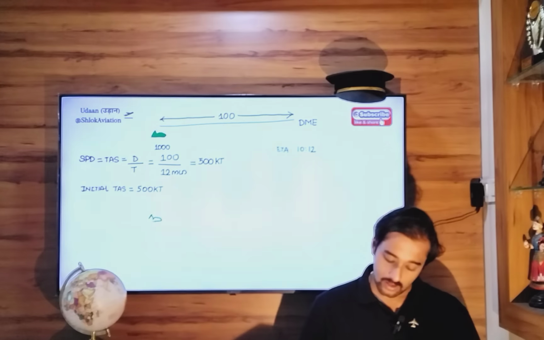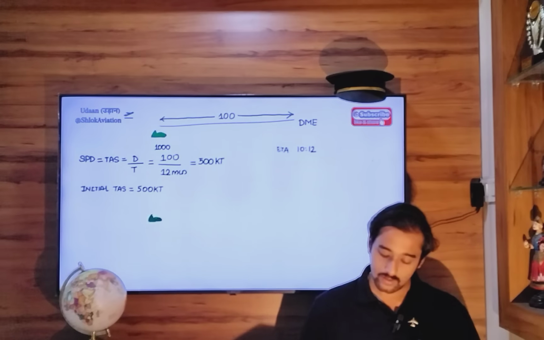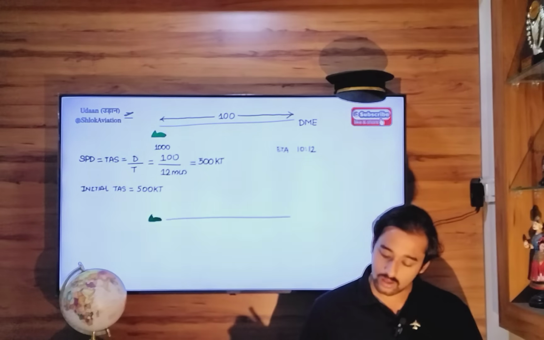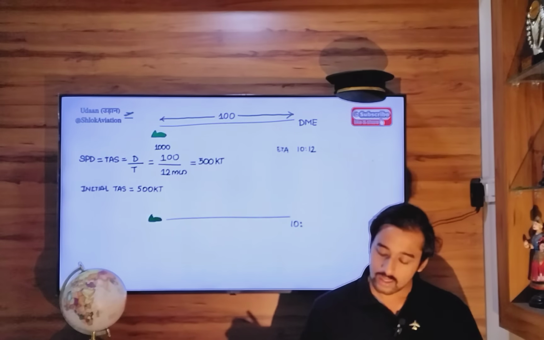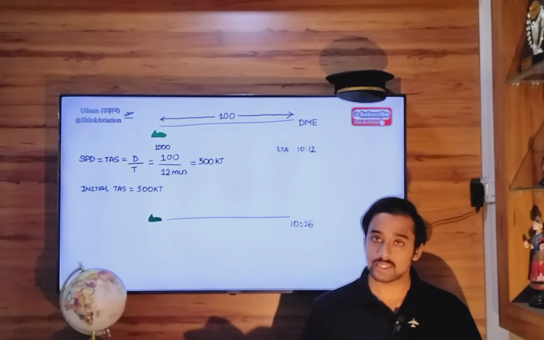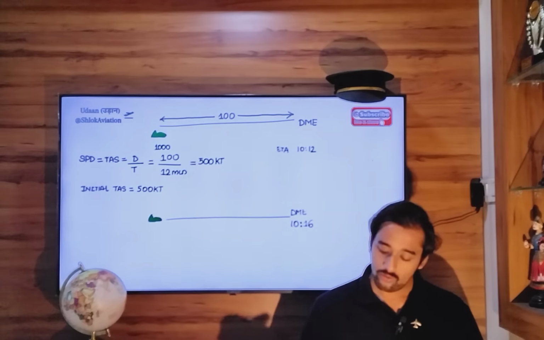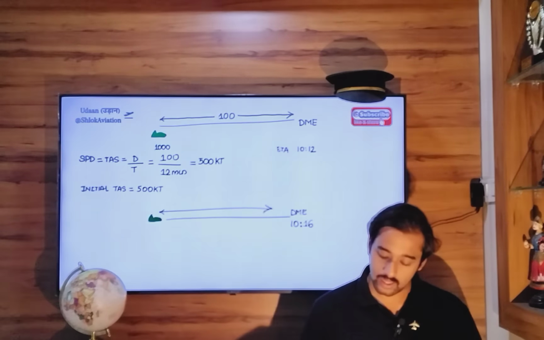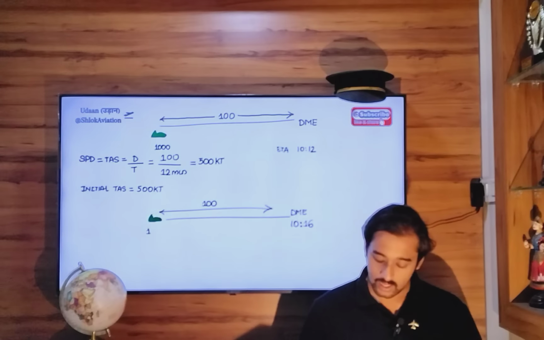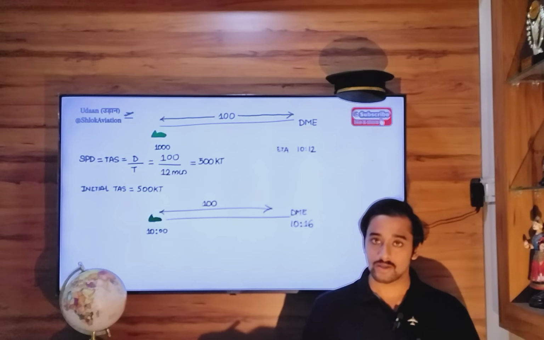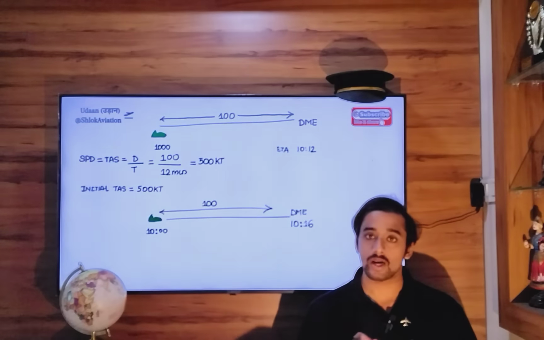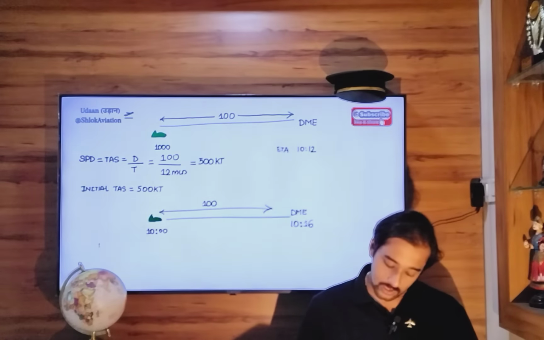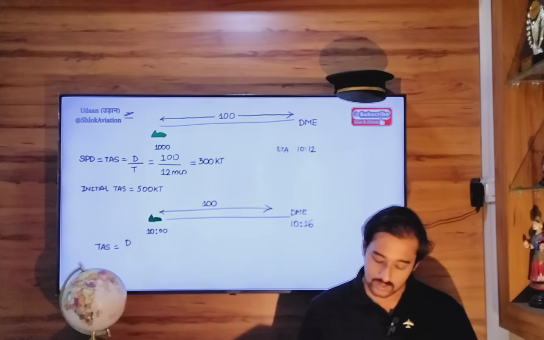Okay. Next, ATC has asked you to slow down your aircraft so as to reach the DME station at 10:16, 4 minutes later. The distance is going to remain the same, 100, and 10 o'clock is the starting point. So to arrive 4 minutes later, you will have to cut down your speed by some value. So your true airspeed will be equal to distance by time. 100 divided by, now time will be 16 minutes, instead of 12 minutes.